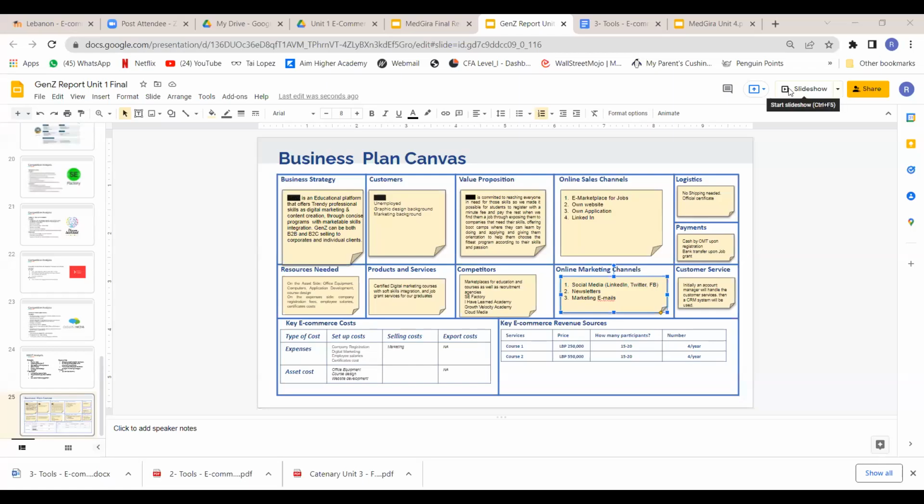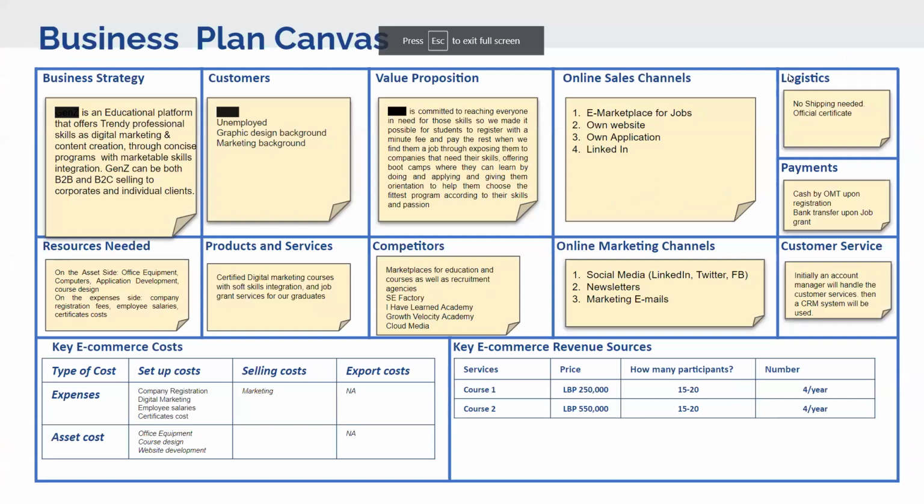Okay, so now I'm going to share with you a business plan for a training company. A company that wants to train people in digital marketing and later on other courses, and secure jobs for them. So you see the business plan canvas is the same, but the content is different.